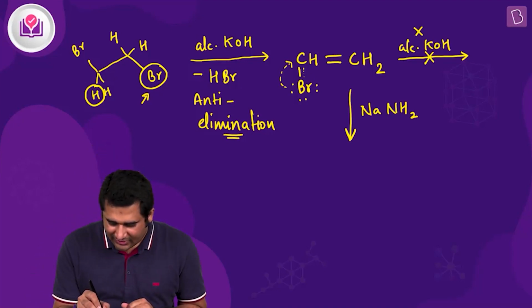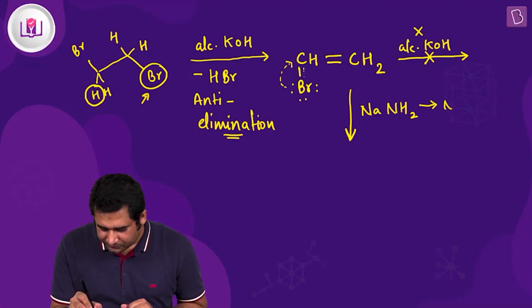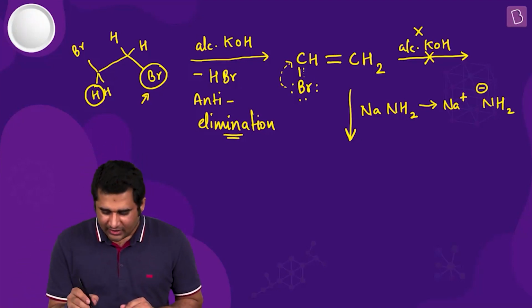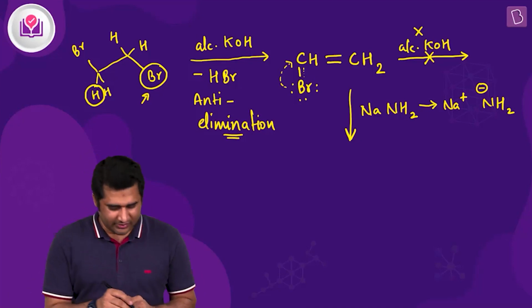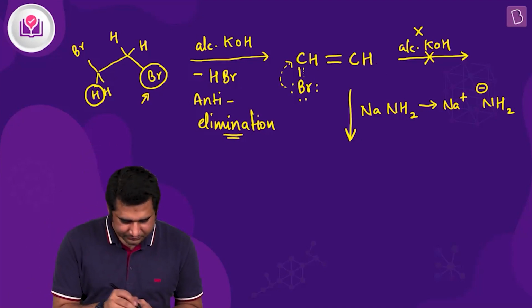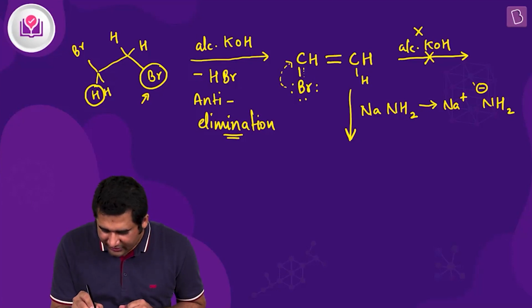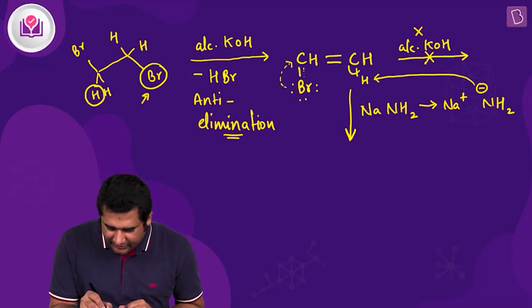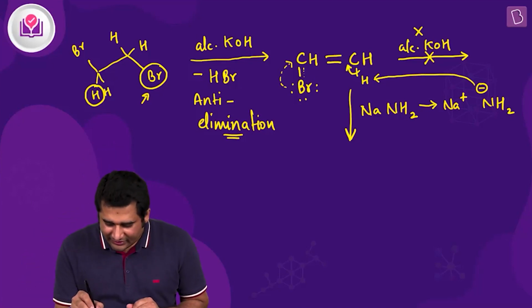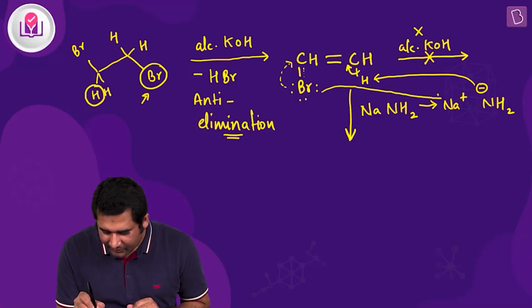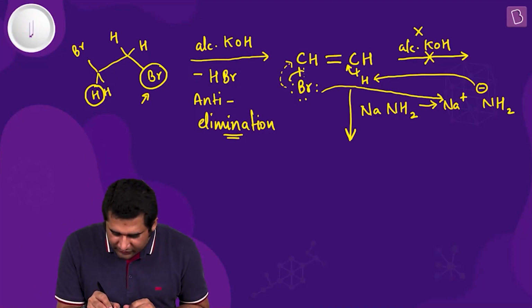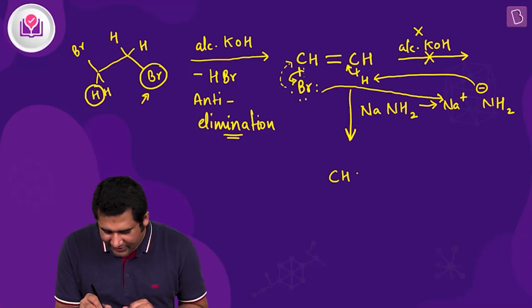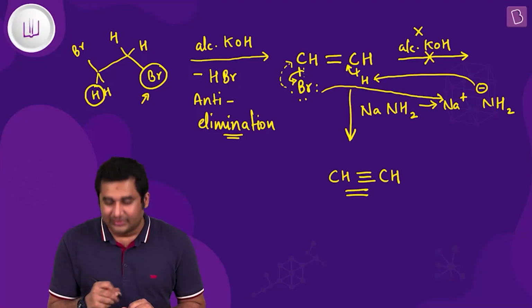What happens in this case is NaNH2 dissociates into Na plus and NH2 minus. This NH2 minus will abstract hydrogen from the terminal double bonded carbon. Let me show it to you. Let's assume this is the hydrogen. This NH2 minus will abstract this hydrogen, and this bond will break like this. Simultaneously, this Br will be taken by Na plus, or you can say Br will attack Na, thereby leading to breakdown of this bond as well. As a result, we will get CH triple bond CH, and this is nothing but ethyne.